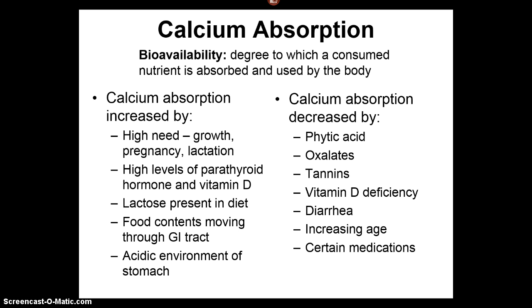Okay, so on the other side, like I mentioned, the absorption is decreased by certain plant components, phytates and oxalates. Tannins are found in teas. If we don't have enough vitamin D, that can interfere. Diarrhea, because we're losing some of the nutrients, so we need to absorb that. And we actually start absorbing a little bit less as we get older.